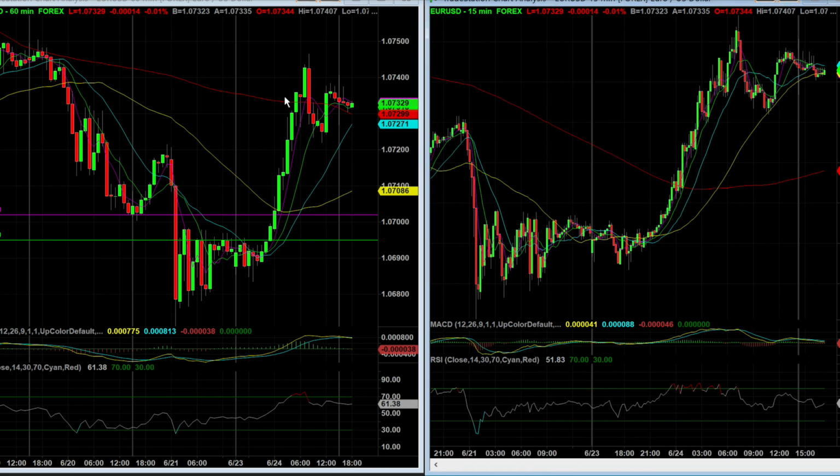Now I identify another pattern here. Look at the pattern here. Right? Now we got a triangle wedge again. Now look for a breakout. I don't know which way it goes, but let the market tell us either break up or break down. So look for the direction. So we got a triangle wedge. Looks like, wait for a breakout.